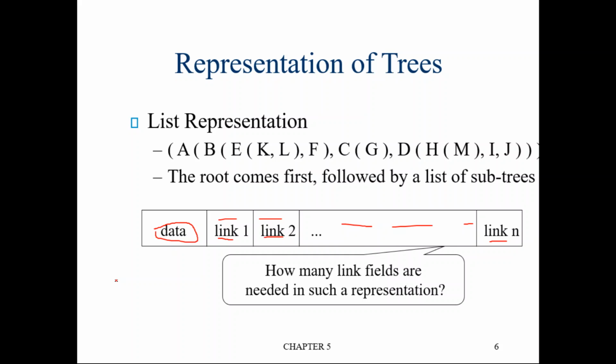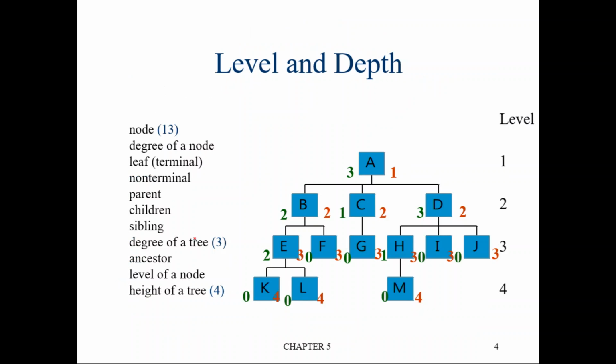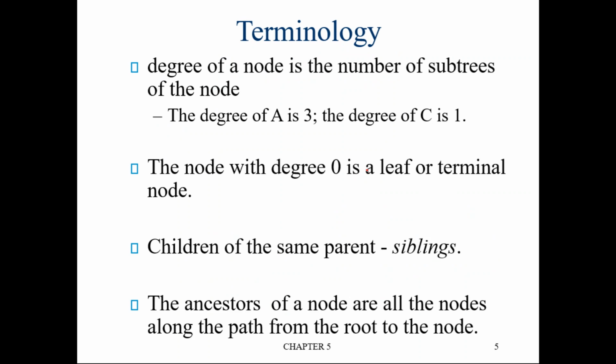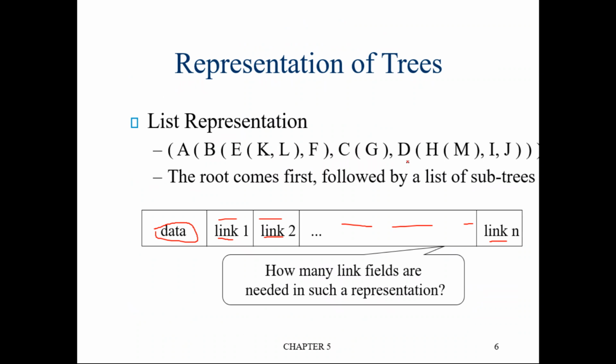So for this particular tree, we have already calculated the degree. What is the degree of the tree? 3. So it means there is no node with more than 3 children. Only the root node has 3 children, other nodes don't. In that case, you can assure that it is enough to have a data structure something like this.